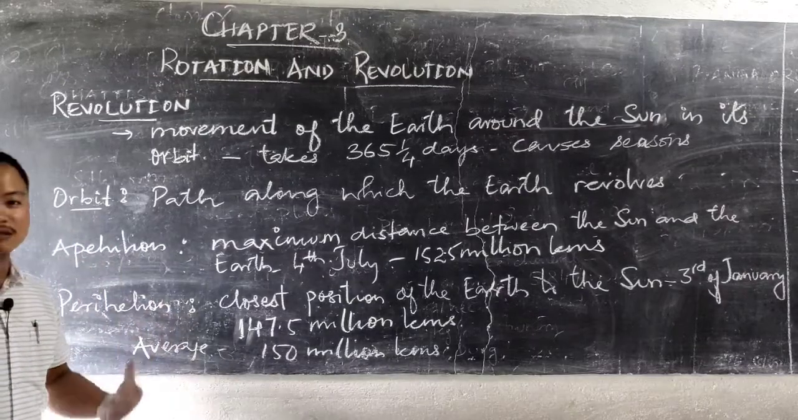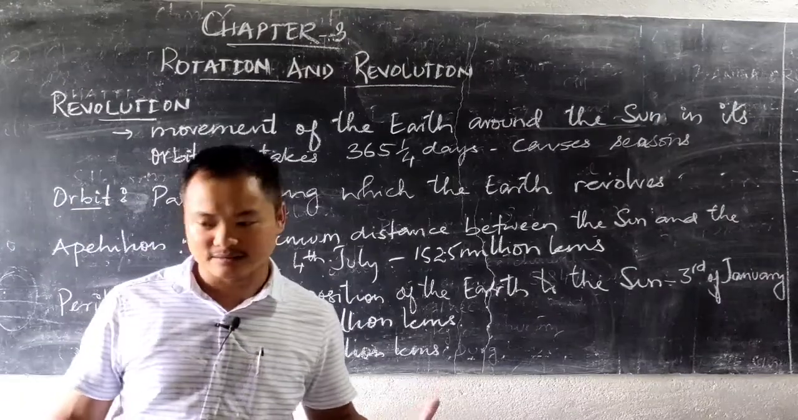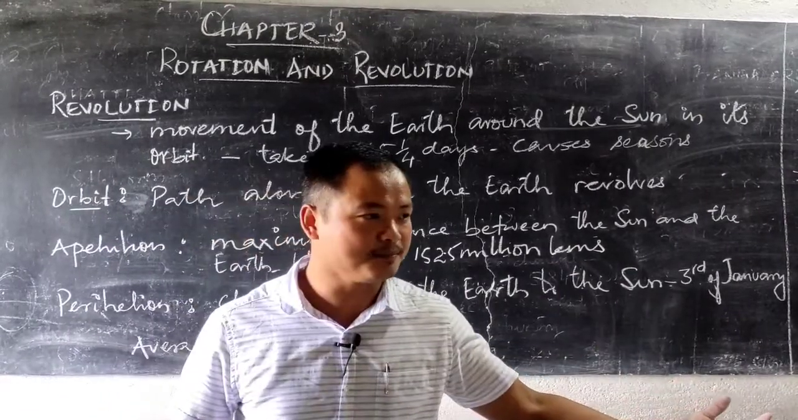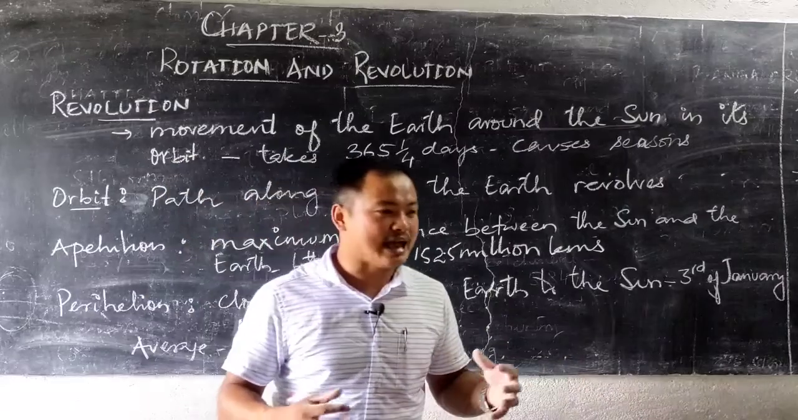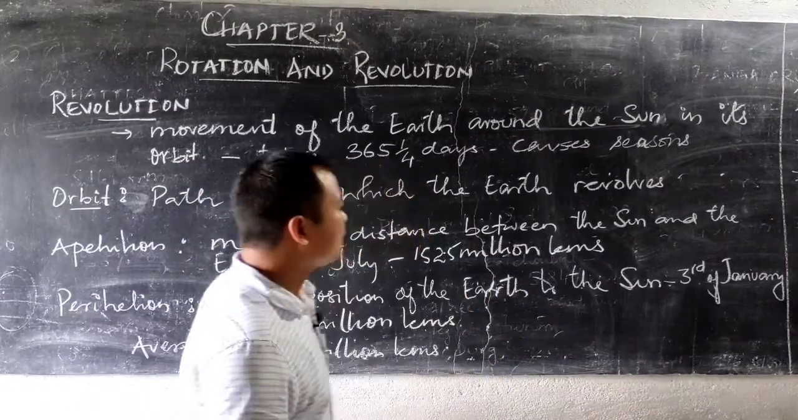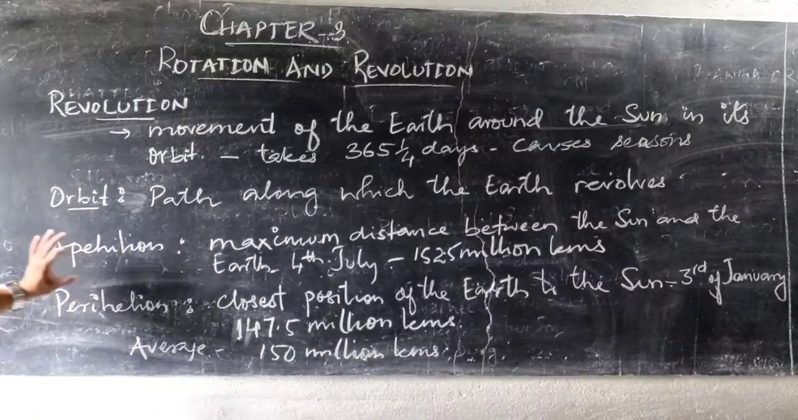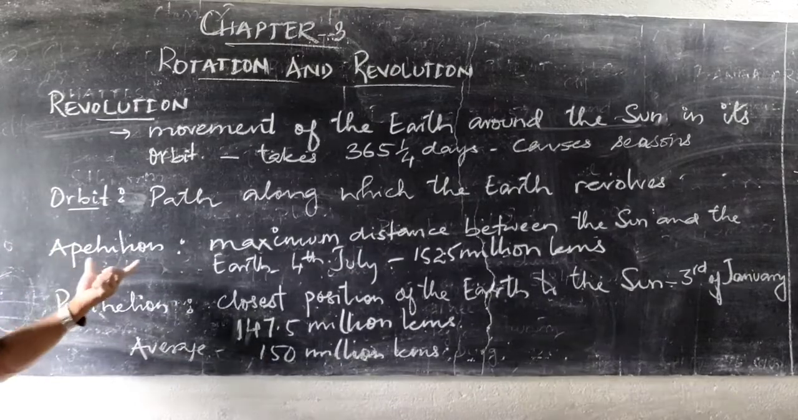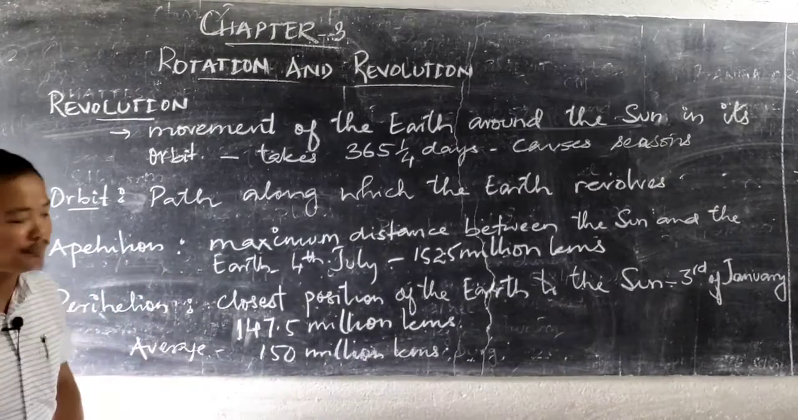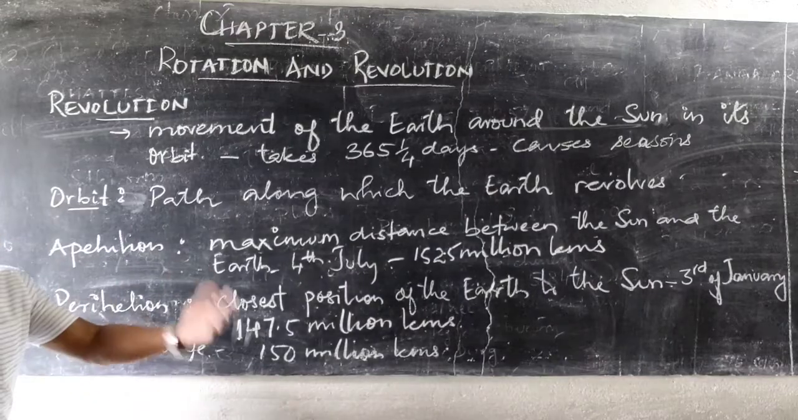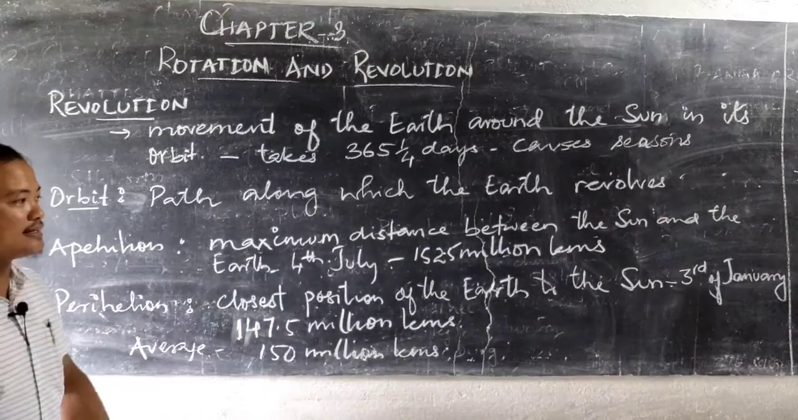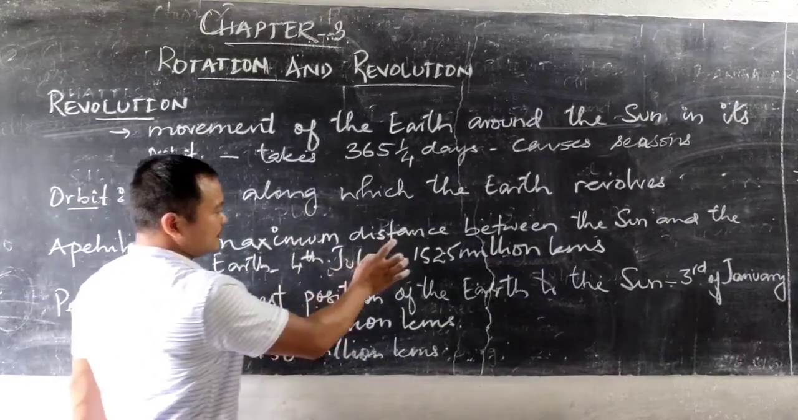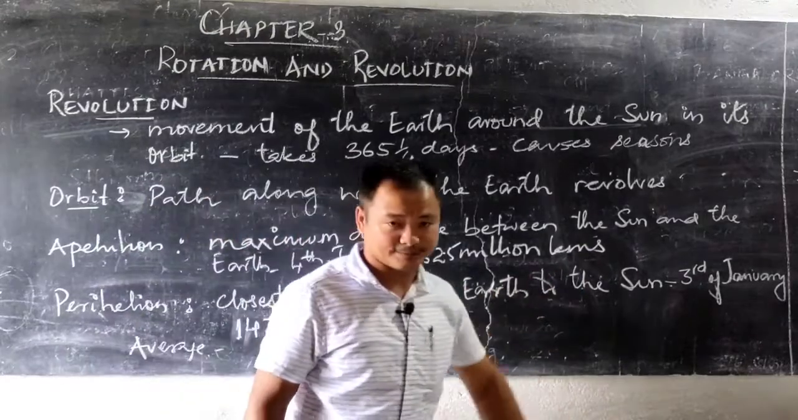While the earth moves around the sun, there are two phases where the earth either moves very far away from the sun, or in another instance comes very close to the sun. On these two occasions we use the word aphelion. Helios means the sun. Ap or apo means far away. So aphelion is the farthest distance between the sun and the earth, or you can also say the maximum distance between the sun and the earth.